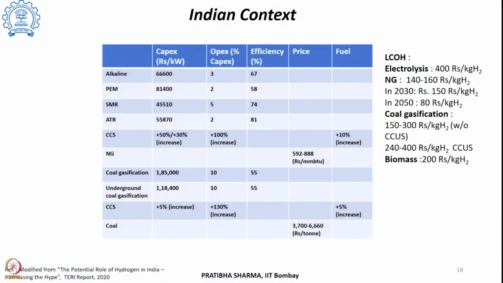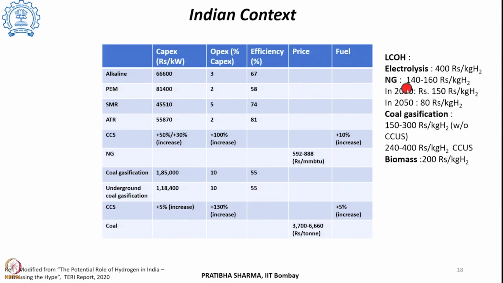In India, 6 million tons of hydrogen is being produced annually: 3.2 million tons for ammonia production, 2.6 million tons for refineries, and 0.2 million ton is obtained as byproduct hydrogen from chloralkali plants. If we see the levelized cost of hydrogen from electrolysis, this cost is higher, 400 rupees per kg of hydrogen. From natural gas this lies in the range of 140 to 160 rupees per kg. This variation is because of the varying natural gas prices.